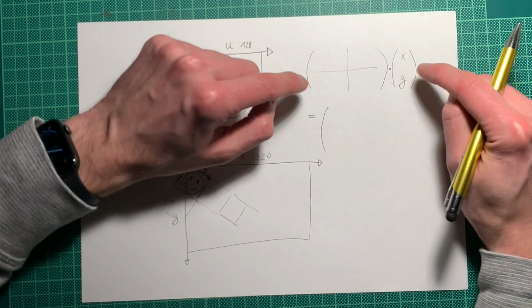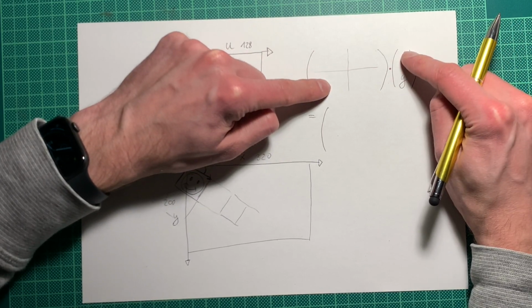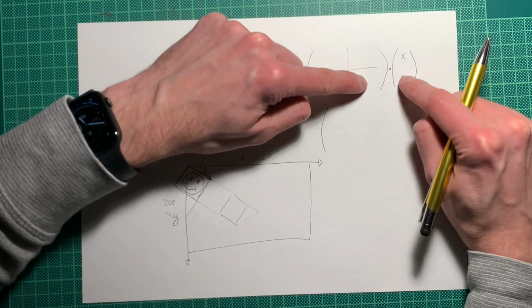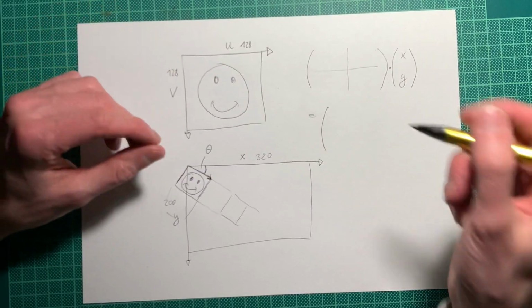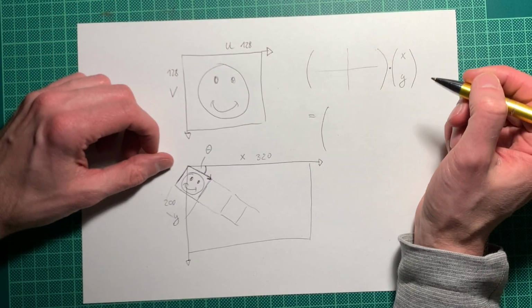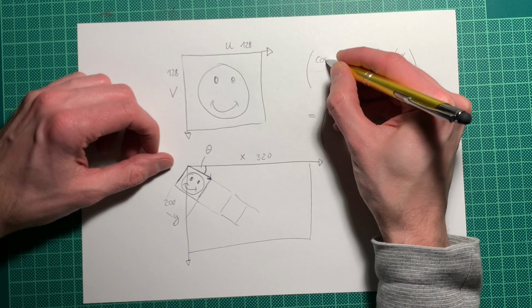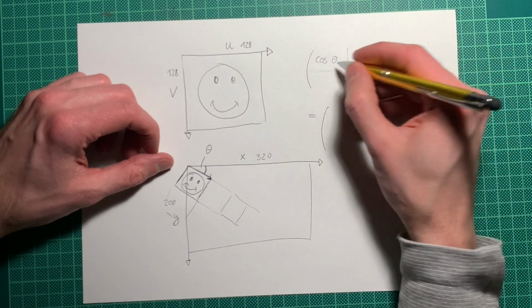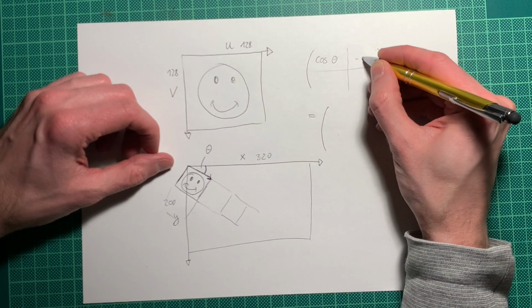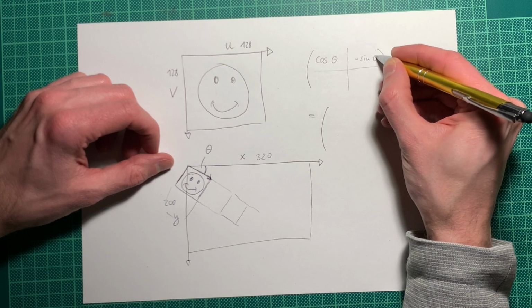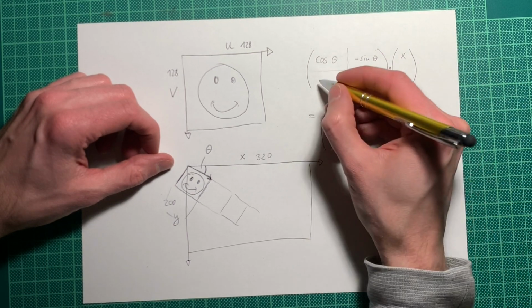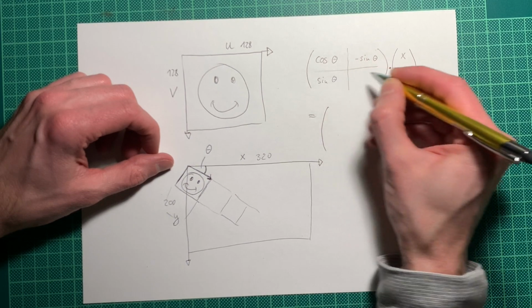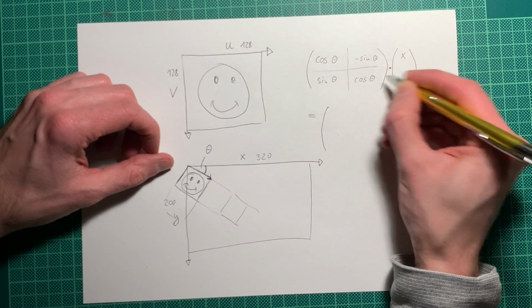And in the y component we get this component times this plus this component times this. So what does the rotation matrix look like? The rotation matrix actually looks like this. We take the cosine of this theta angle, and we take the negative sine of the theta, and we also take the sine of the theta and the cosine of the theta again.